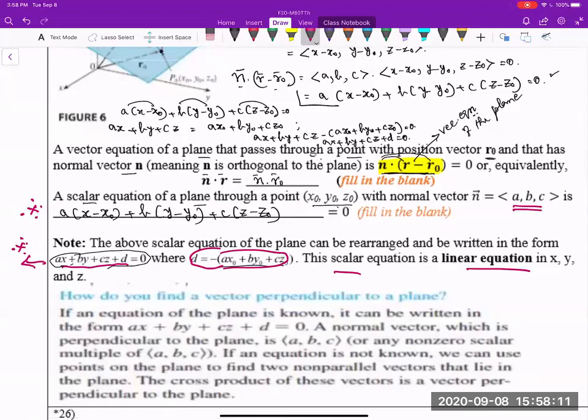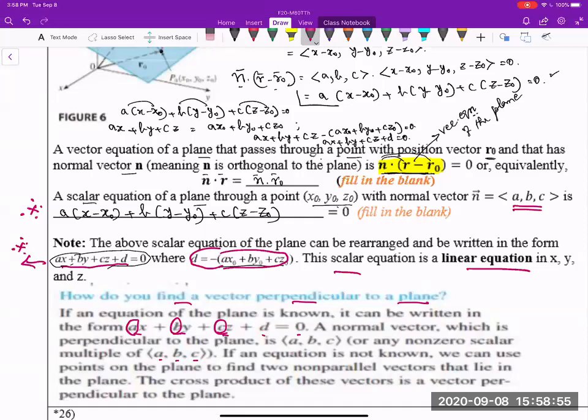The next paragraph summarizes what this is about. How do you find a vector perpendicular to the plane? If you know the equation of the plane in the form ax plus by plus cz plus d equal to 0, which is a scalar representation of a plane, a linear equation in x, y, z, the coefficients of x, y, and z are the components of the normal vector. So the normal vector is vector ABC, or some scalar multiple of ABC is also allowed.